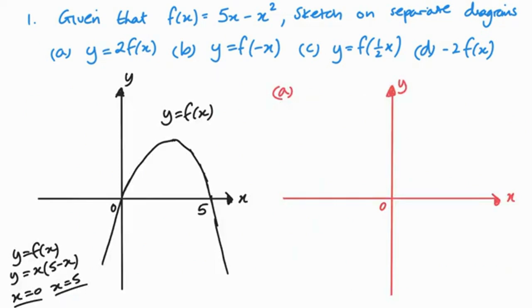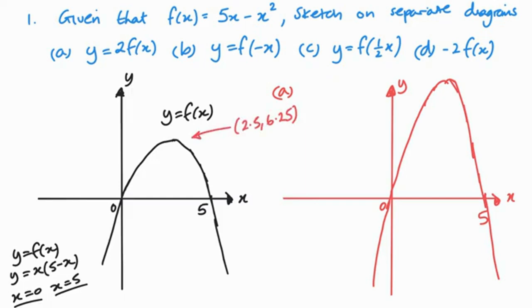So here we have in black the original f of x graph, and then part A we're looking at 2f of x, so that means I'm multiplying my y values by 2, but my x values are going to stay the same. So my graph is going to have a vertical stretch. Now if you look at this value here, it is roughly 6, which means that my new value here is roughly 12.